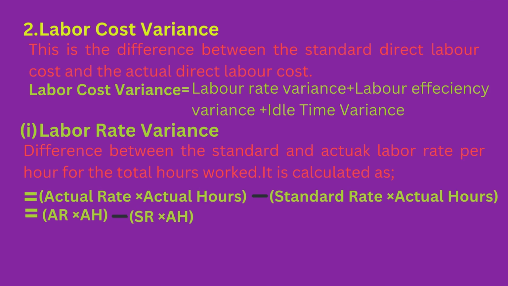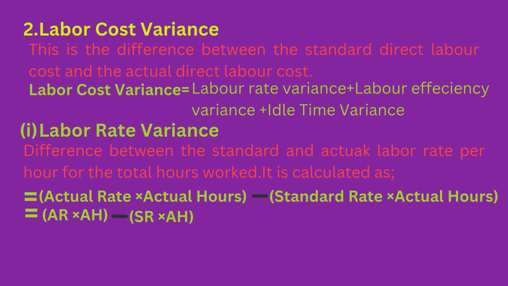Our second subdivision of variance analysis is the labor cost variance. This is the difference between the standard direct labor cost and the actual direct labor cost. Labor cost variance is given by the sum of labor rate variance, labor efficiency variance, and idle time variance.